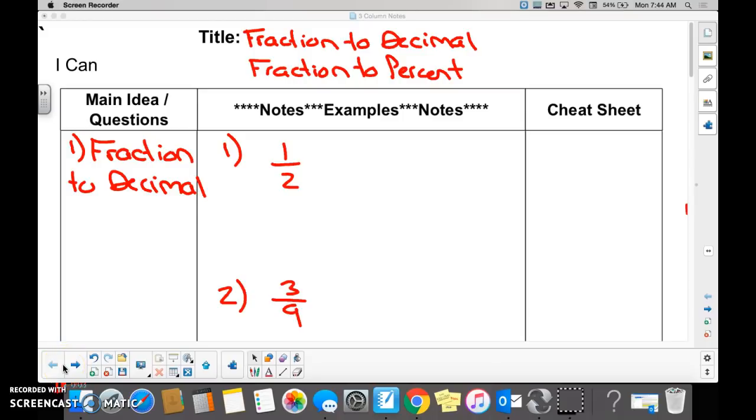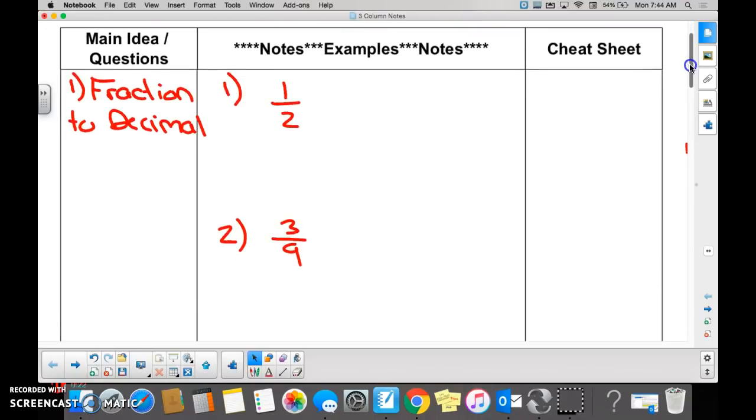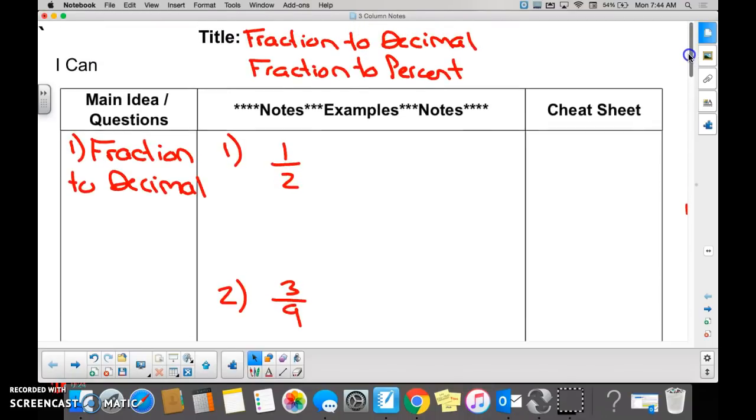Today's date is February 5th, 2018, and this week we are going to work on conversions. Fractions to decimals and fractions to percents today. Tomorrow we're going to work on decimals to fractions and decimals to percents. On Wednesday we'll work from percents to fractions and percents to decimals. And Thursday we'll put them all together. Friday we'll test and pass. So, a quick lesson today. A lot of you already know how to do this, but it's just a review.